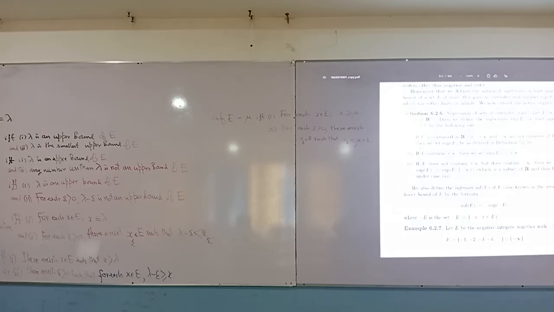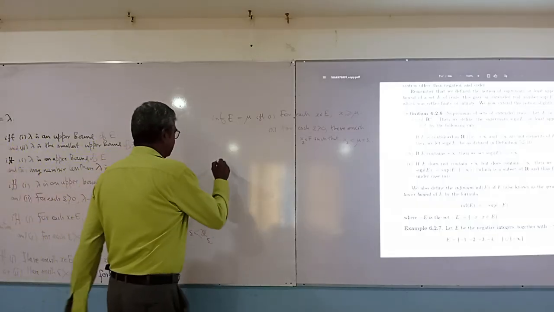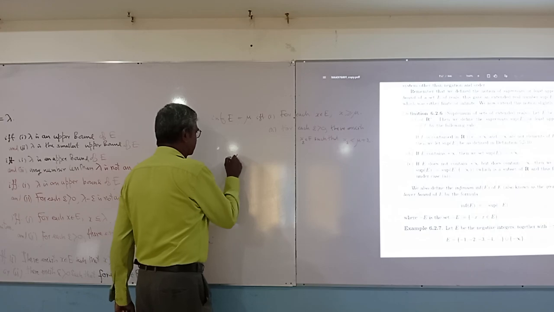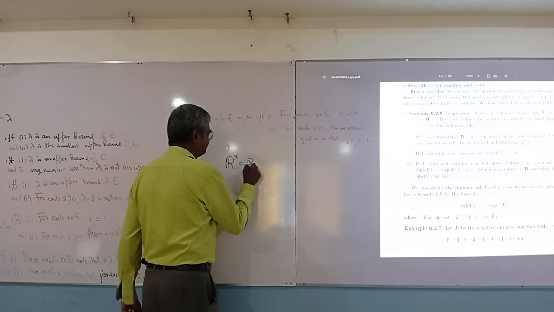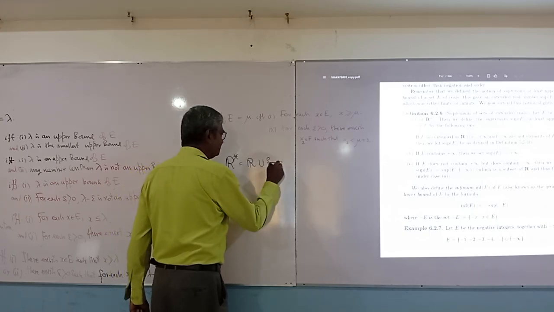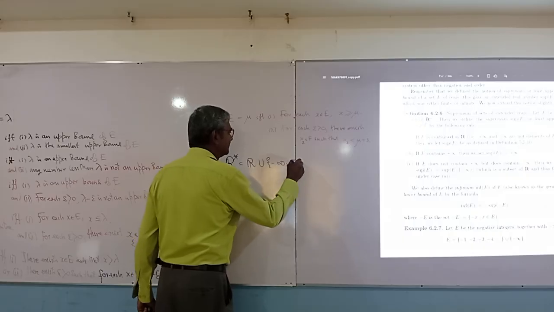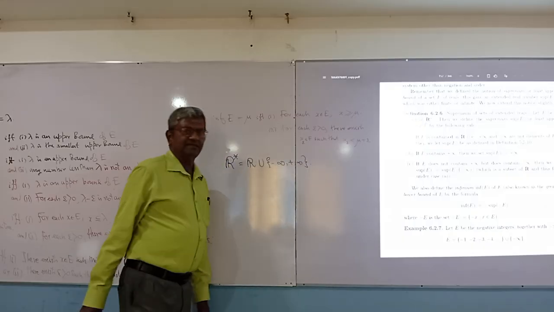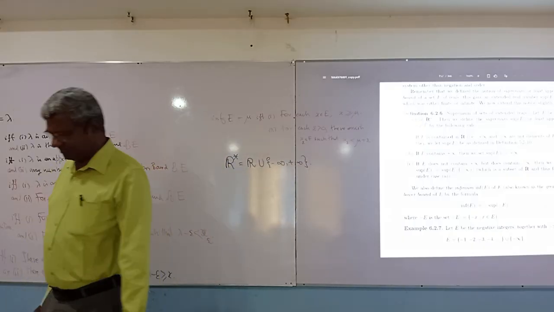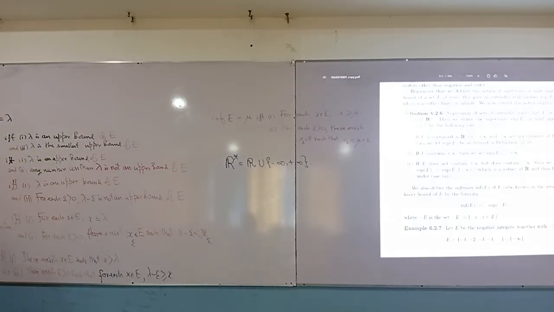Anyway, extended real number system means you add plus infinity and minus infinity to R. Extended real numbers, you denote it by R star. R star is R union minus infinity, plus infinity. This is R star.